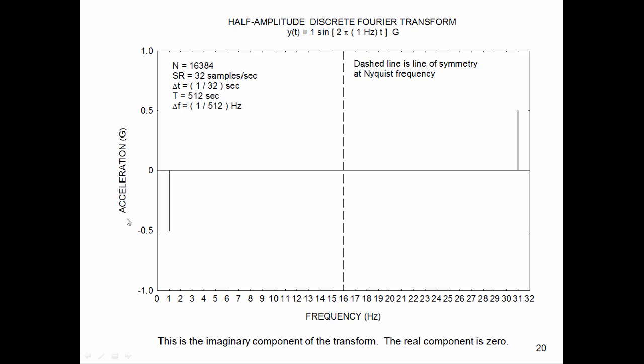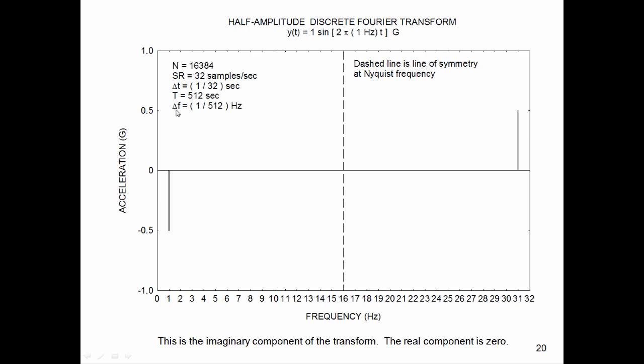So here's our imaginary Fourier transform. Along the y-axis we have acceleration in g. Along the x-axis we have frequency in hertz. Now this is 16,384 points in this time domain signal as measured. And when I say measured, this is all a numerical experiment. 32 samples per second. The delta t, the time step, is 1 over the sample rate, so it's 1 over 32 seconds. Time history was taken over a duration of 512 seconds.